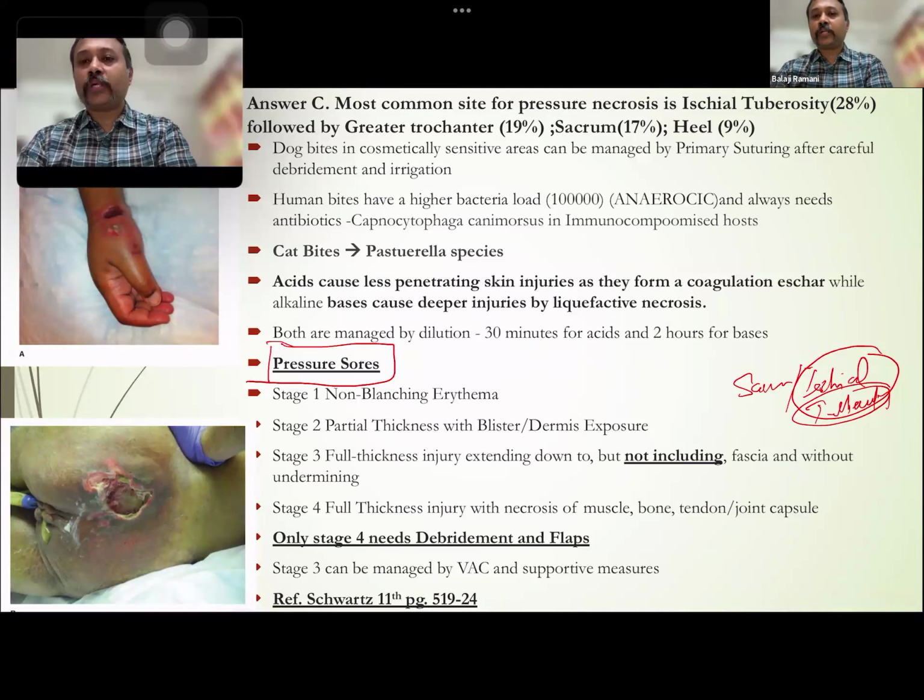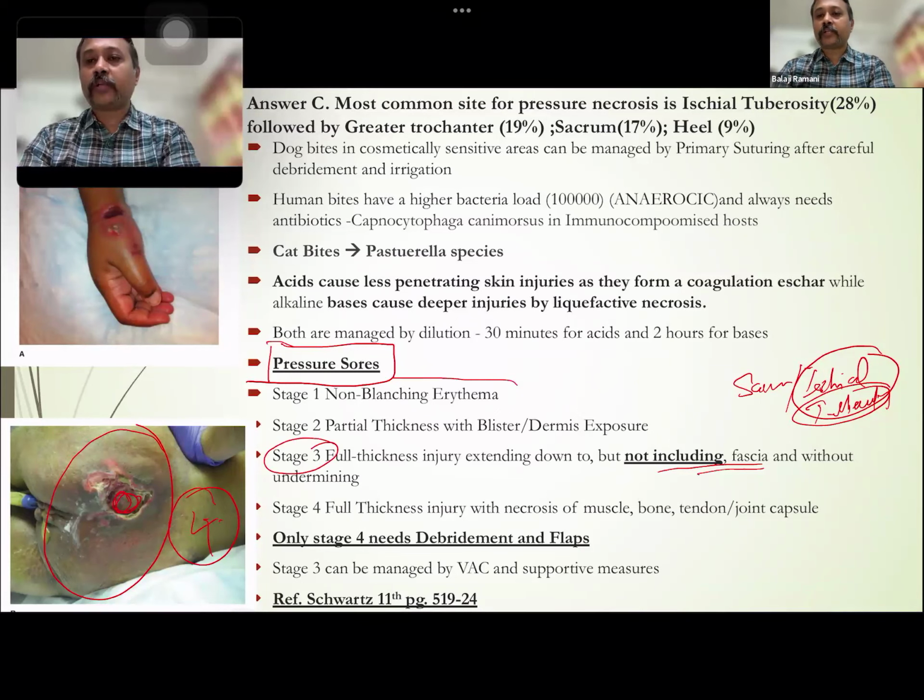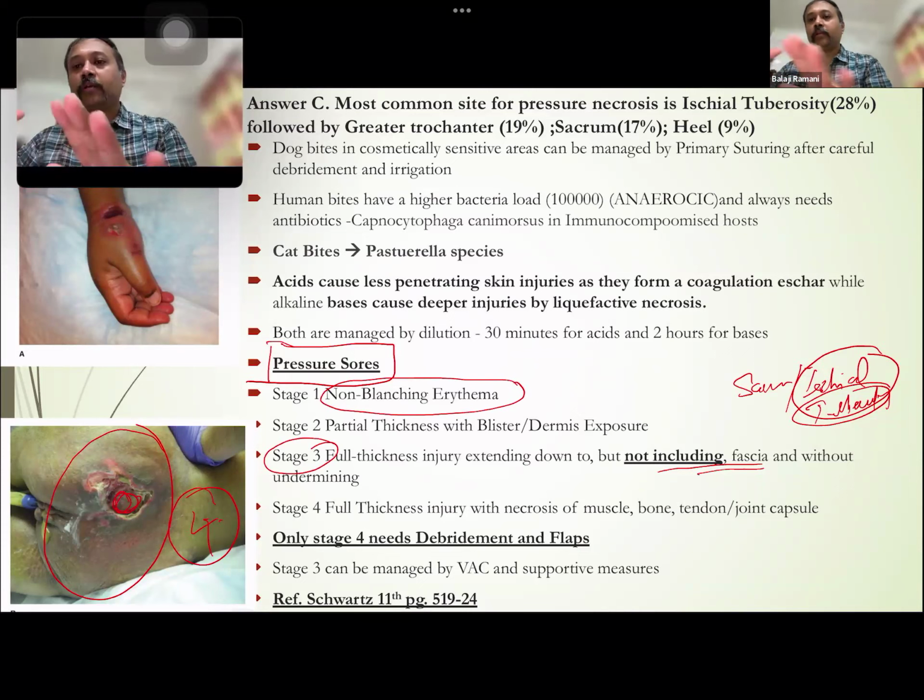So in this, stage 1 is the non-blanching erythema. Now, what stage is this? This is, of course, a stage 4 injury. You can see it is full thickness and you can see the base necrosis which is present. Now, the same full thickness extending, but not including the fascia, without any necrosis at the base, is known as your stage 3. On the other hand, stage 1 is going to be just non-blanching erythema. Blanching is when you press on it, it will become white, and when you release it, it will become red. That is known as blanching erythema. Non-blanching is when even if you press it, the erythema will persist.